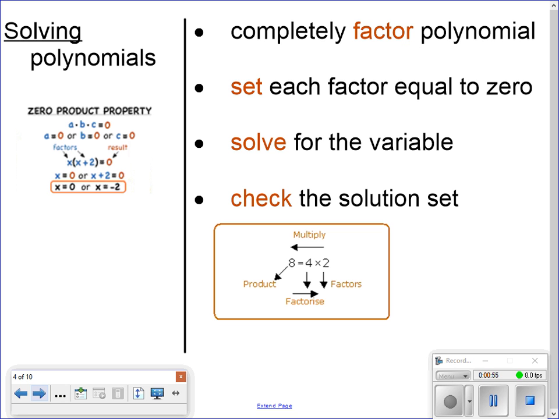Once we've completely factored the polynomial, then we set each of the factors equal to 0. So we'll have two factors, and they'll both be equal to 0. We'll solve for the variable, and then we should end up with two different answers, and then we'll check both answers in that solution set to make sure that they work for the problem.